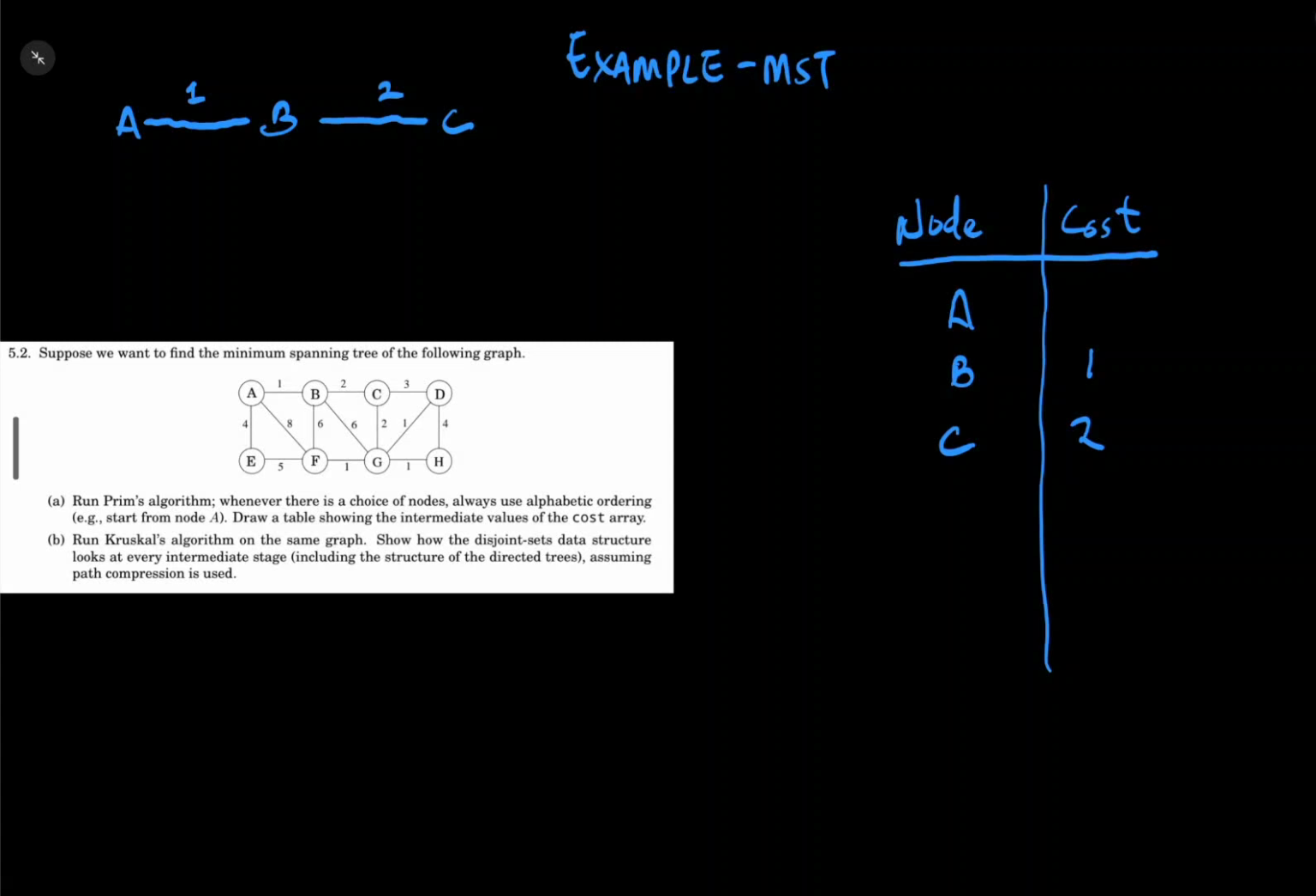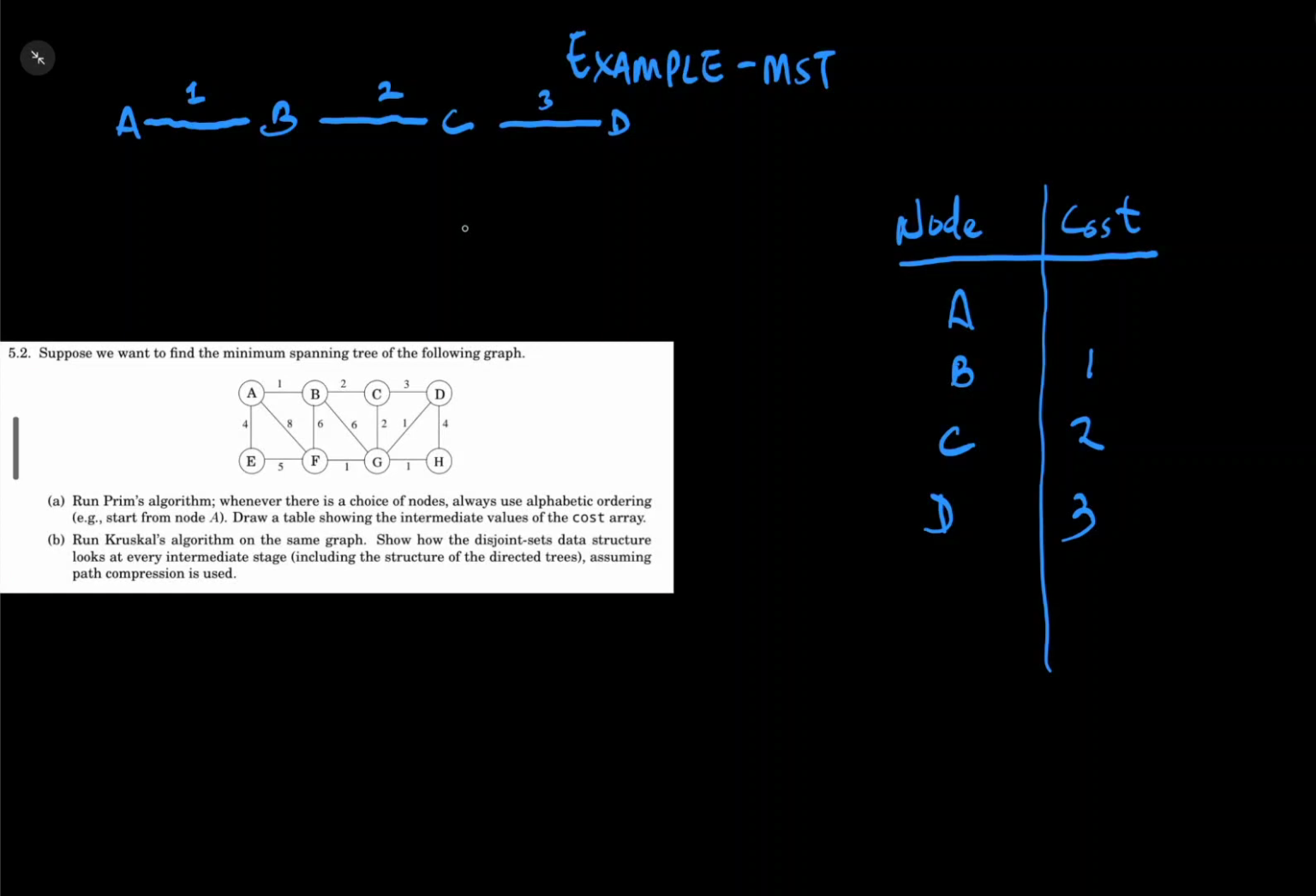But usually, if you were not asked to use an alphabetical ordering, it's cheaper right now at this point to go with G. But because the question says go in alphabetical order, whenever you have something to choose, we are going to go with D. I hope that reasoning makes sense. So we have D, 3. So what happens? We have from D to H 4, D to G 1.